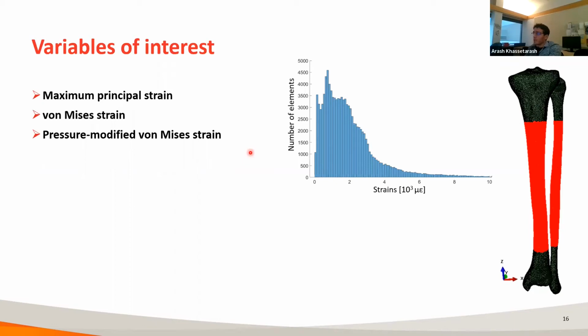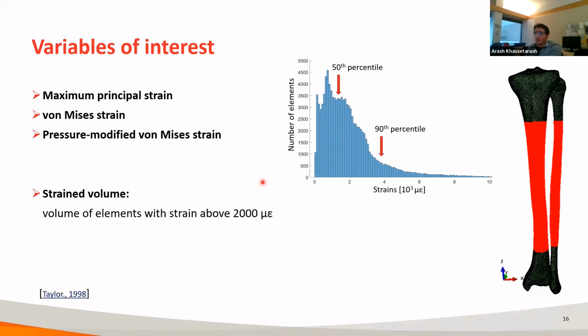And when we look at the histogram of the strains, we were interested in 50th percentile strain based on these measurements. And we were also interested in 90th percentile strain as high strain. Also, the strain volume has been shown to better predict the fatigue failure of bone. Therefore, we defined the volume of elements with strains above 22,000 microstrain as strain volume using these 3 criterion methods.